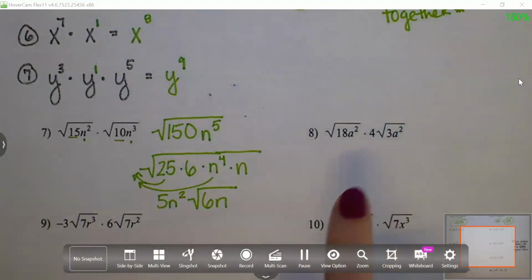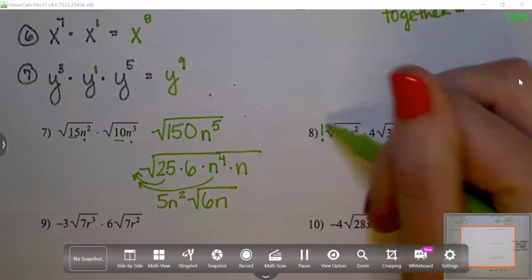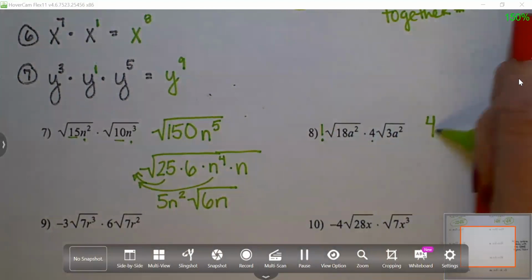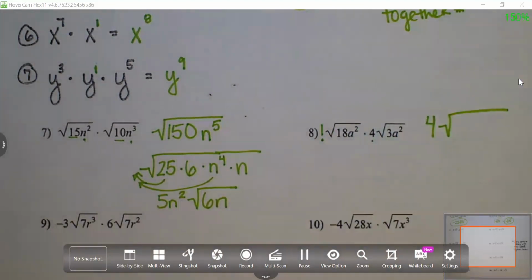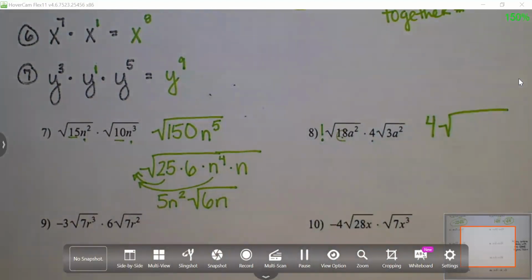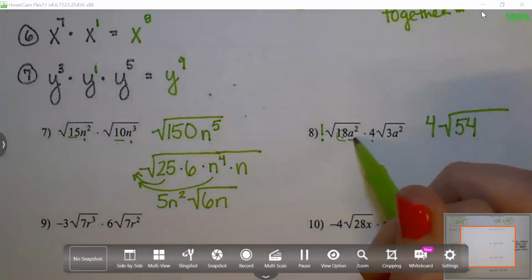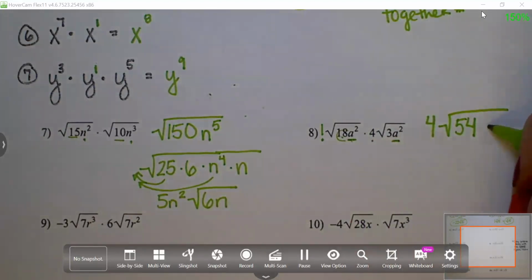Let's do the same thing over here with number 8. Again, if I have any numbers in front, I'll multiply those first. So really, I got no number here, but I have a 4. So it's like 1 times 4. I'll have a 4 out in front of my square root symbol. Everything underneath gets multiplied. 18 times 3 gets multiplied together. 18 times 3 is 54. And then I have a to the second times a to the second. I get a to the fourth power.